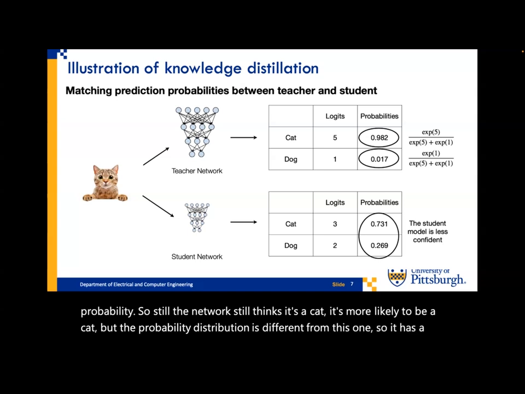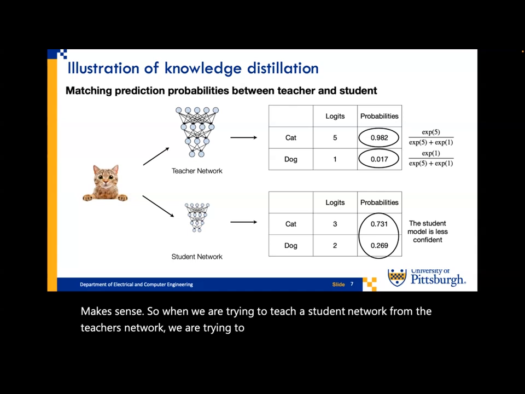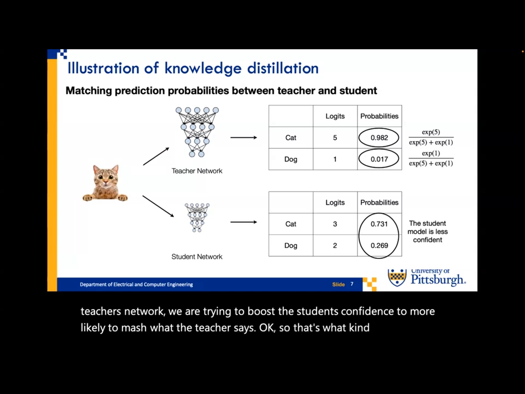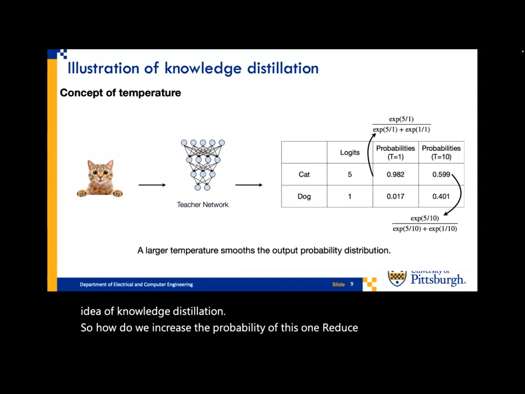Make sense? When we are trying to teach a new student network from the teacher's network, we are trying to boost the student's confidence so that it more closely matches what the teacher says. Okay, so that's the main idea of knowledge distillation. So how do we increase the probability of this one and reduce the probability of this one?